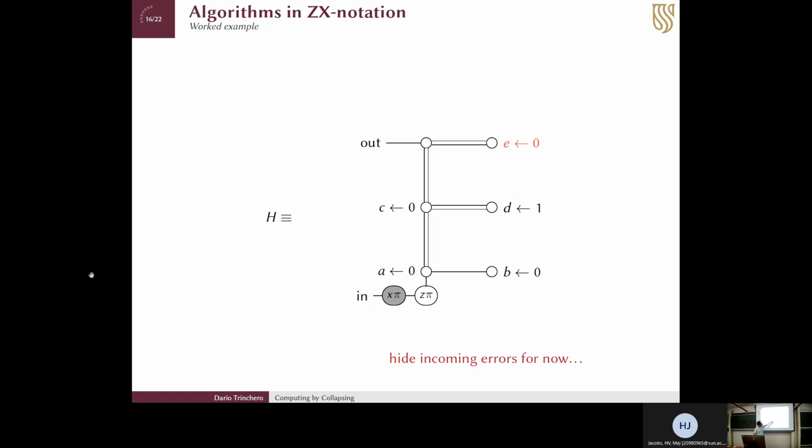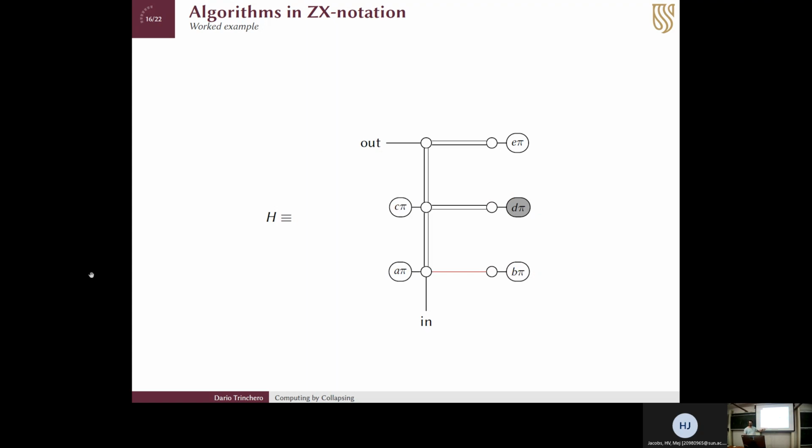Next, I'm going to attach the measurements over here. So this function is a constant function of 0, which means we should measure in the X basis, which means we should attach a white spider. Our white spider. Here we want to attach a black spider because we're measuring in the Z basis. We attach all the other spiders correspondingly.